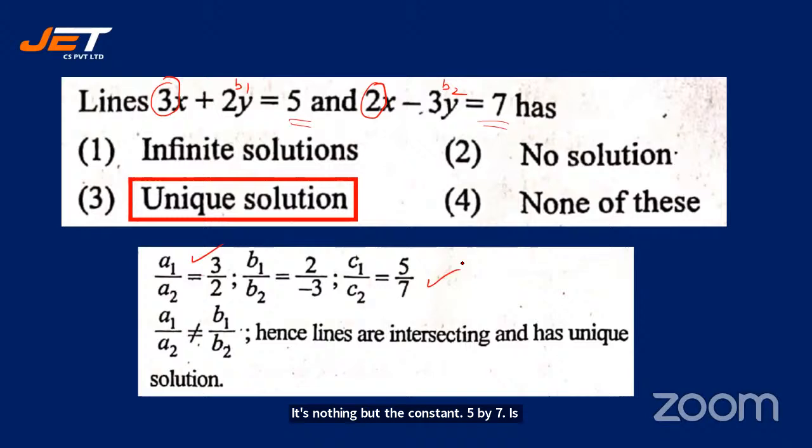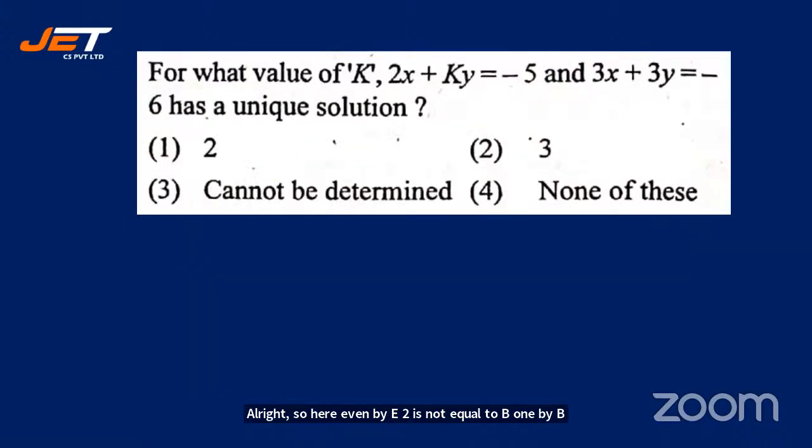Is it clear? The first step is clear? All right. So here A1 by A2 is not equal to B1 by B2. Isn't it? Because here it is 3 by 2, but here it is minus 2 by 3. So if A1 by A2 is not equal to B1 by B2, then the lines are intersecting and have a unique solution. So this is very important. Please take down such hints. Then only, while doing the sums, you can have this as a revision and do the sum very easily. All right. So here A1 by A2 is not equal to B1 by B2. Hence, lines are intersecting and have a unique solution. All right. Now see the next question.